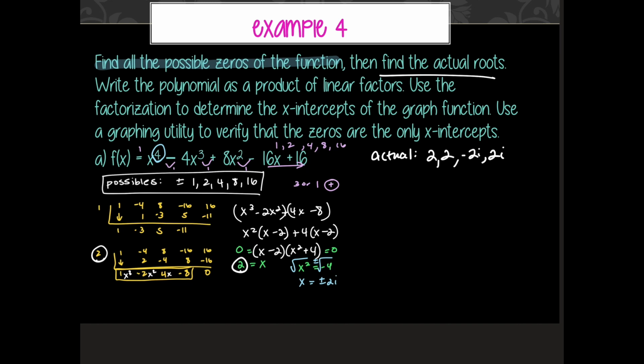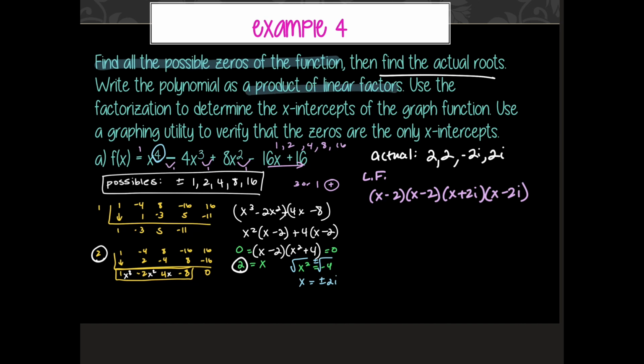It's also important to include both 2's when we do our linear factors. So this would be x minus 2 times x minus 2, x minus a negative 2i, so x plus 2i, and x minus 2i. So we don't group these together and square them because then it's no longer linear. We keep them spread out like that. That's product of linear factors.